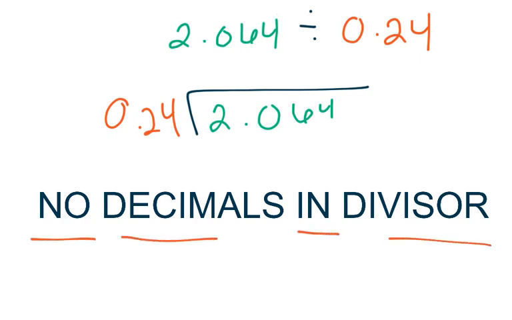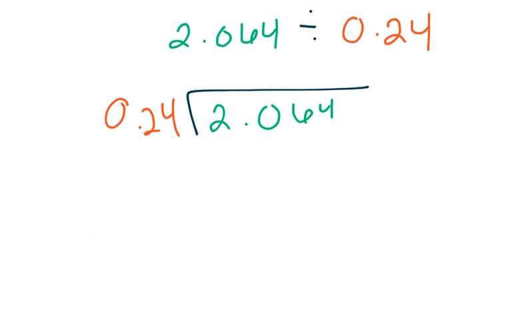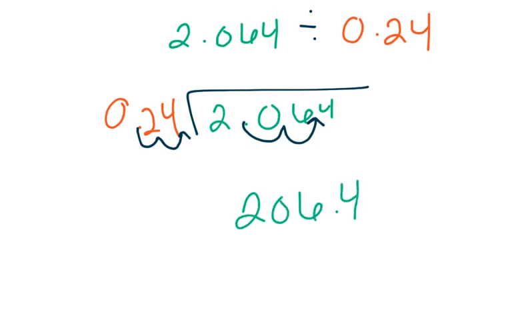To get rid of the decimal here, we simply are going to move it to the end of our problem, which was 1, 2 times. And then we need to do the same thing with our dividend. Move it once, twice. So now our problem becomes 206.4 divided by 24. And you can erase this other mess.